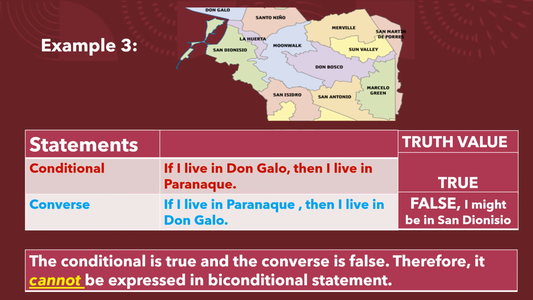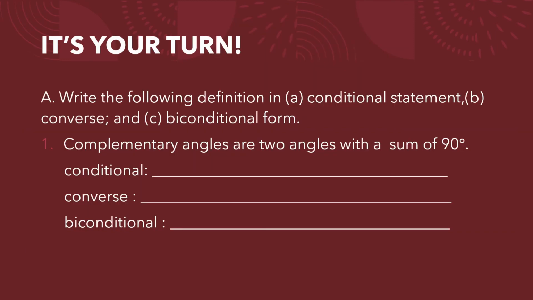All right, so that's how you scrutinize or you check whether you can make or you can express the two statements in a biconditional statement. Now it's your turn. Write the following definition in conditional statement, in converse statement, and in biconditional form. I will give you 3 minutes to answer this exercise. Please pause this video, and when you're done, play this video again.